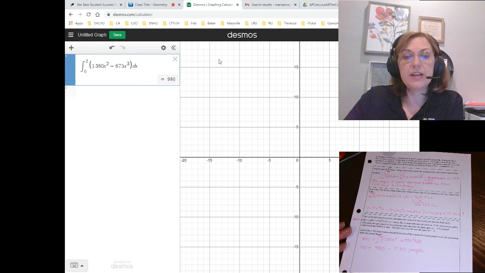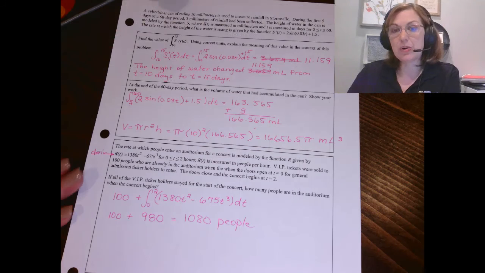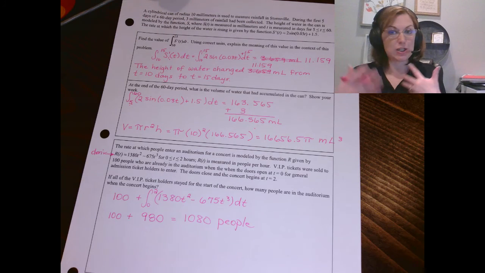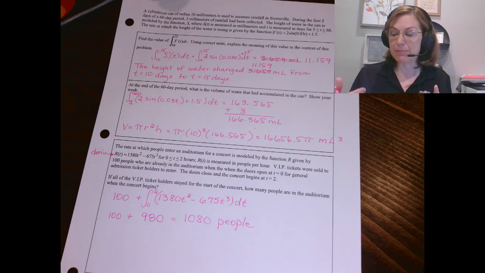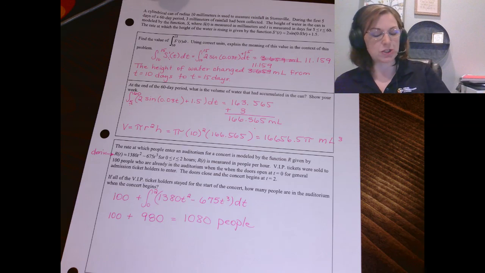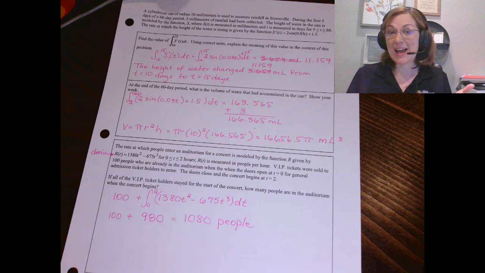Okay, so really, really think about that definite integral being your accumulator. It's your total number, the amount of change, the total number of people that entered, the total change, all of those good things. So I hope that helps.